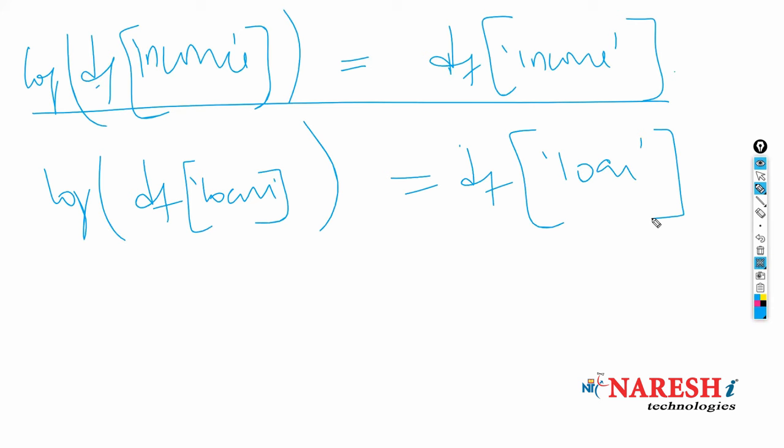Now, this has thrown some error. Not loan amount, this is applicant income. He has tried for applicant income and stored it directly, and then co-applicant income has thrown an error. What is the error? Because there is a zero. Log of zero is getting an infinite value, so it has thrown an error.